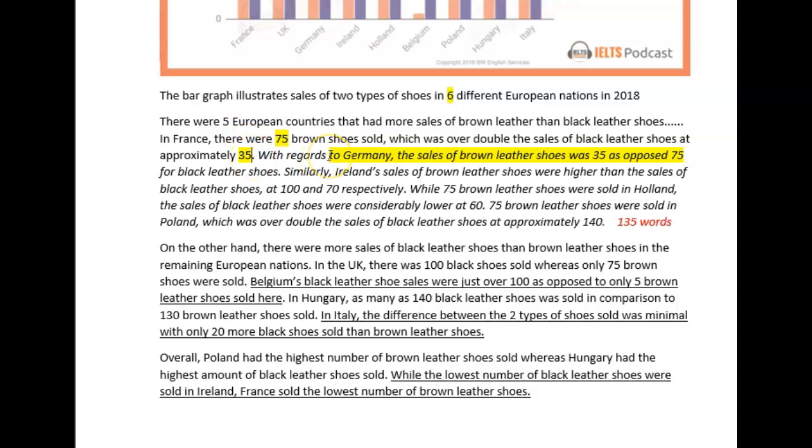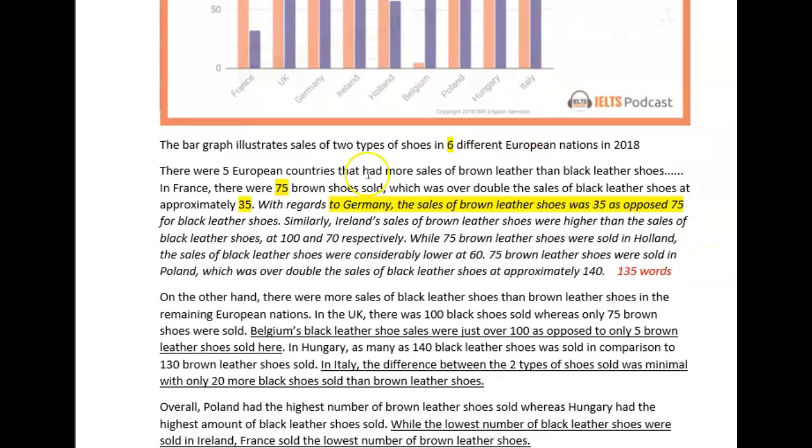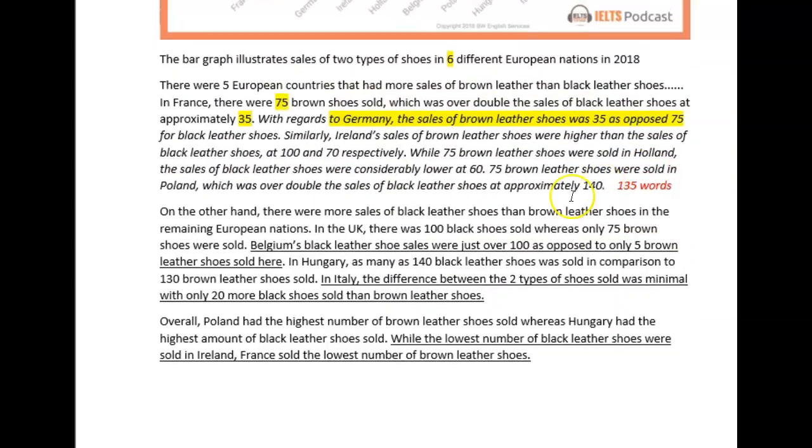Okay, with regards to Germany, now that's not accurate because Germany is not 75, it's probably 125, something like that. So again, make sure your facts are right when you're putting these in. So just correct that one on Germany. Similarly, Ireland's sales of brown shoes were higher than the sales of black. So I was thinking maybe you can group these, because you've got Ireland, you've got the similar sales of black there. So that's a good thing to group. You could say, in Ireland, whereas sales of black shoes were slightly lower, sales of brown shoes were the same as Germany at whatever it is, 75,000 or something. So definitely group that.